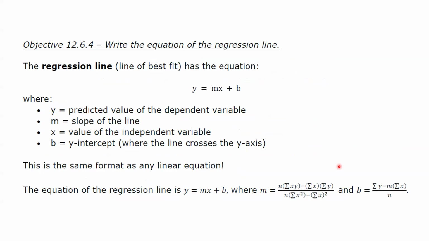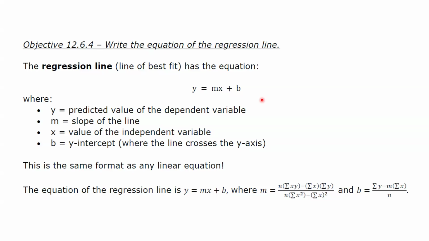Objective 4, finding the regression equation. So, all right, now that we can measure correlation, let's learn how to find the equation of the regression line. The regression line, which is the line of best fit we talked about previously, has an equation just like any other line, and it's y equals mx plus b, where y is the predicted value of the dependent variable, m is the slope of the line, x is the value of the independent variable, and b is the y-intercept where the line crosses the y-axis.